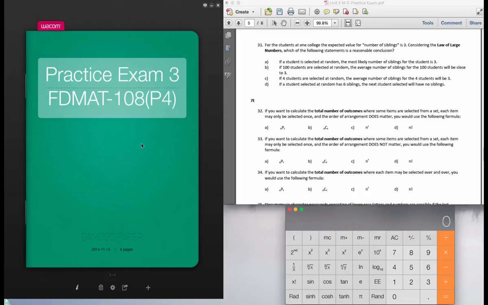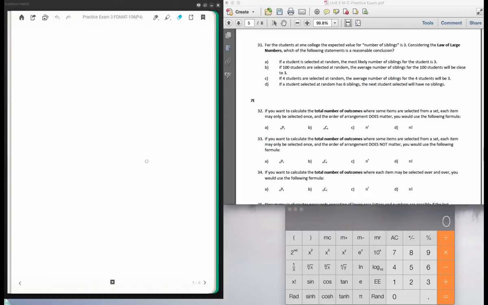All right, welcome to the fourth and final part of this little series. So what we're going to do is look at questions 31 through 40 on this. So we'll start with question 31.